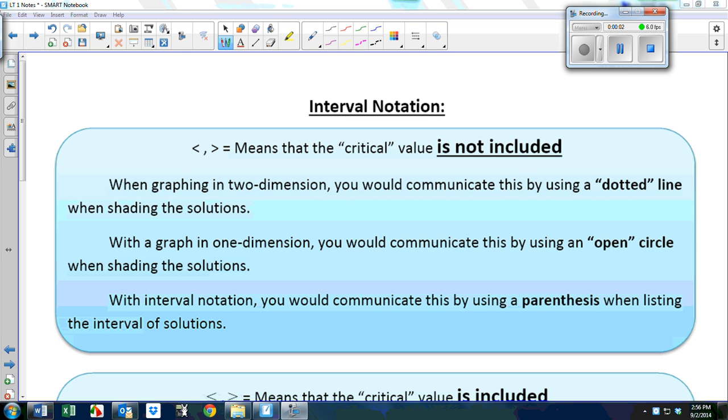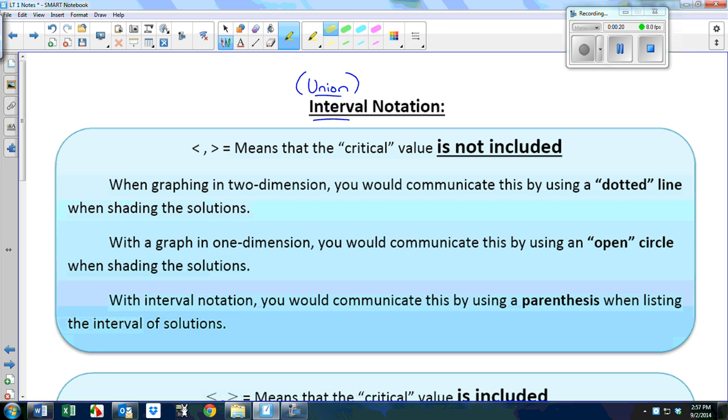All right, in this last video for Learning Target 1 notes, this will complete the entire Learning Target 1 notes, is a discussion about interval notation / union notation. Different books will refer to it by different titles, but union notation, interval notation, same thing. The big concept is this.